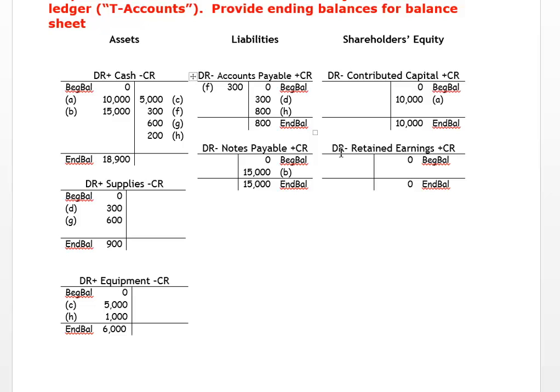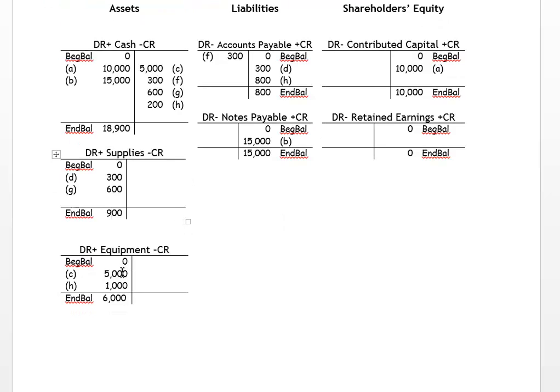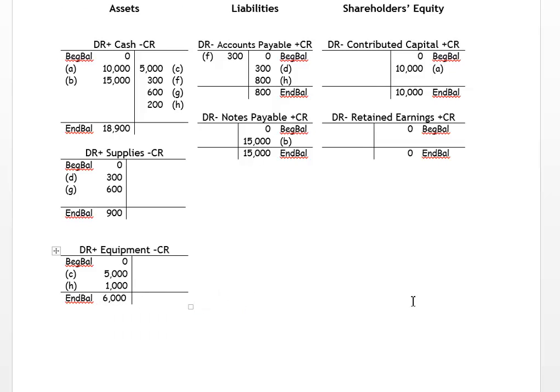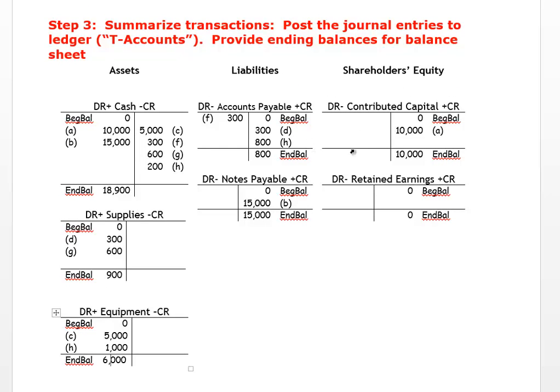So now that you kind of understand the process, you can complete it for all the asset accounts. We see that we debited supplies twice, so the ending balance is 900. We didn't have any credits. And we debited the equipment twice, so its ending balance is 6,000, and again it's on the debit side. With the liabilities, we've already gone through accounts payable. We only had one entry to notes payable, so its ending balance is 15,000. And on the shareholders' equity side, we only had one transaction affecting contributed capital. We didn't have anything affecting retained earnings, so it started at 0 and it ends right now at 0.